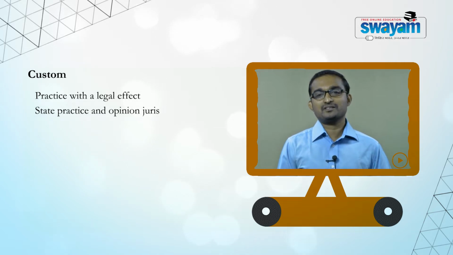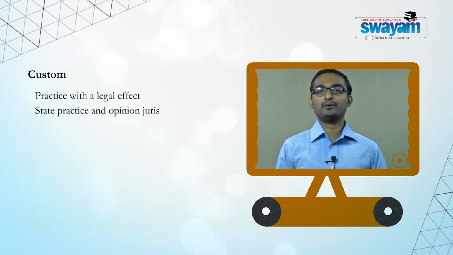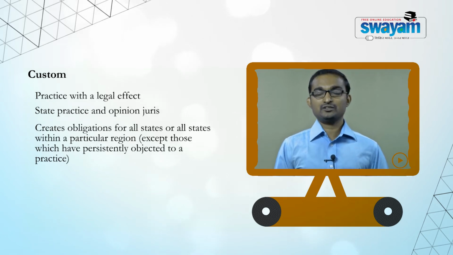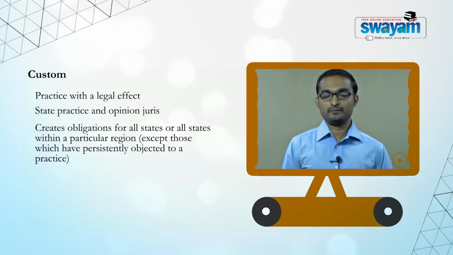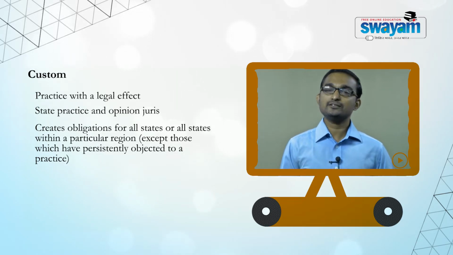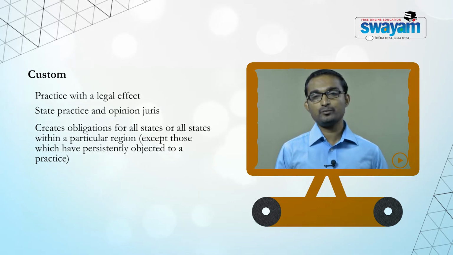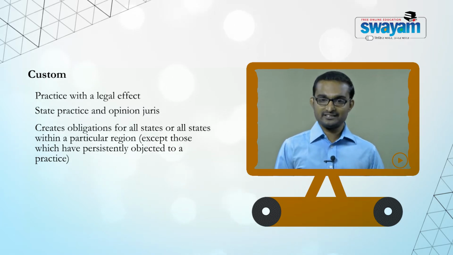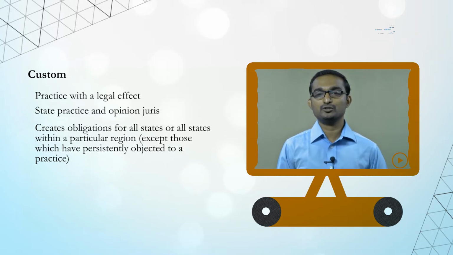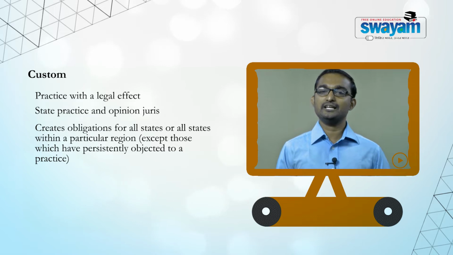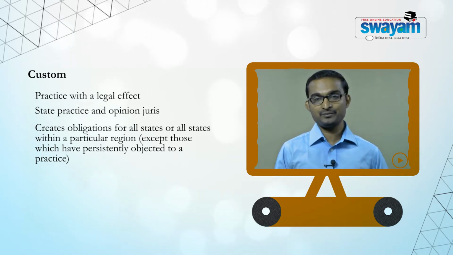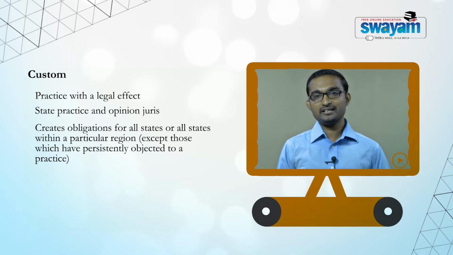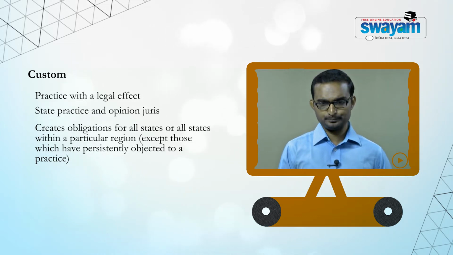So what is the advantage of this customary rule? A customary rule does not have to depend upon any formal agreements. It creates obligations for all states. If there is a global, universal custom, all states are expected to follow that custom, or that kind of rule is binding upon all states. There is only one exception recognized under international law: a customary rule is not applicable to a state if that state has persistently objected to that particular practice. Otherwise, customary rules are binding upon all states irrespective of whether they have entered into an agreement or not.